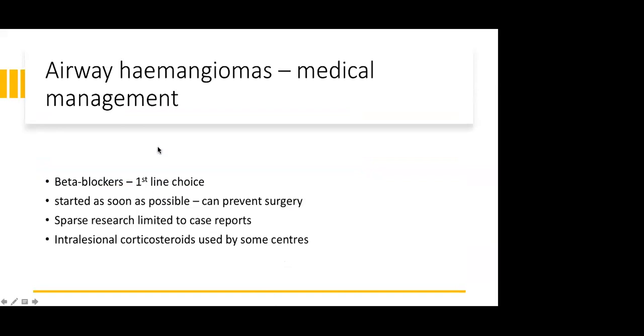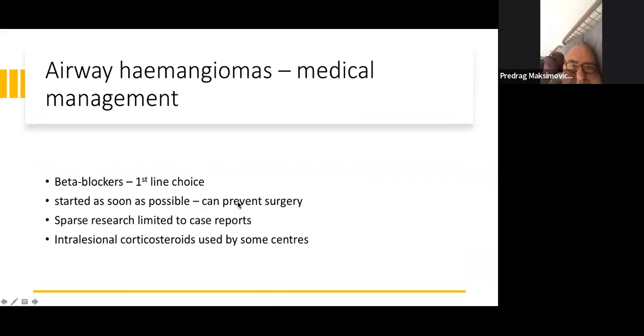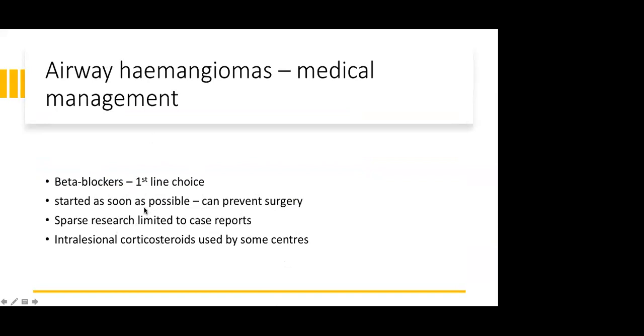For airway hemangiomas, the medical management is the same. Start with beta blockers, and it must be started as soon as possible. Some reports say that it does prevent patients from needing surgery, but the research on this is quite sparse, limited to patient reports. And some centers do use intralesional corticosteroids as well.